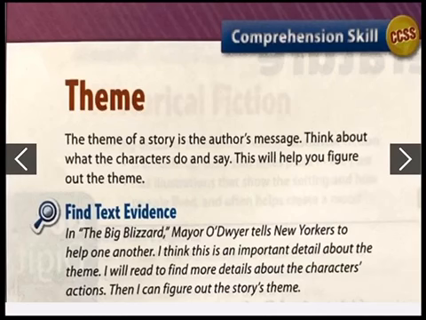So how we can find the theme or the message is by looking at the details or looking at what the characters in the story say or what they do. Okay, so that means we have to look for details and then we connect the details together to come up with the theme or the message.